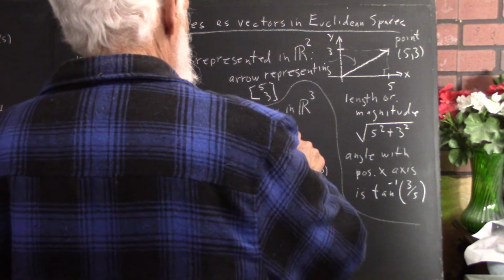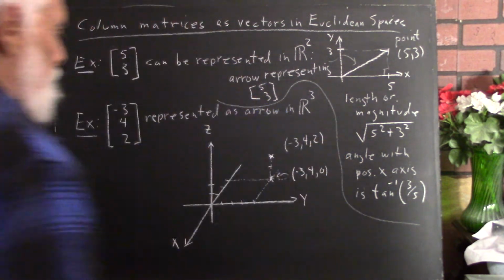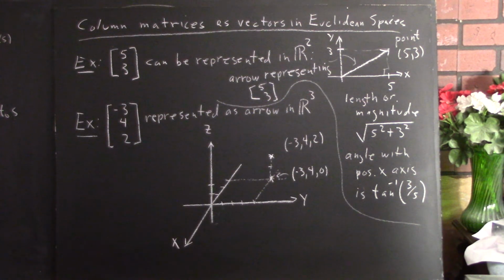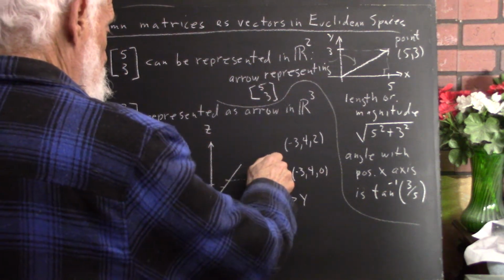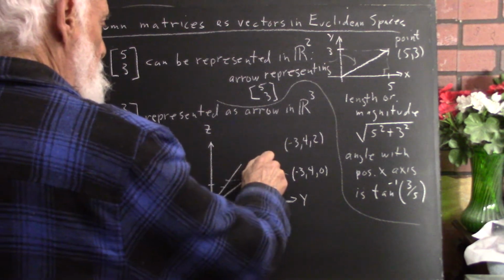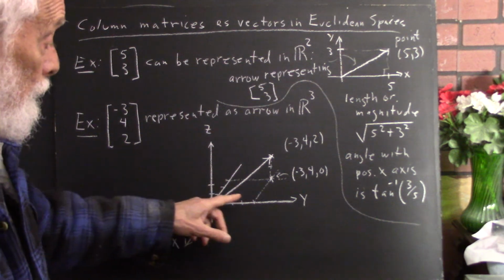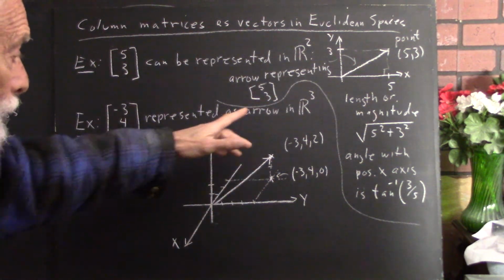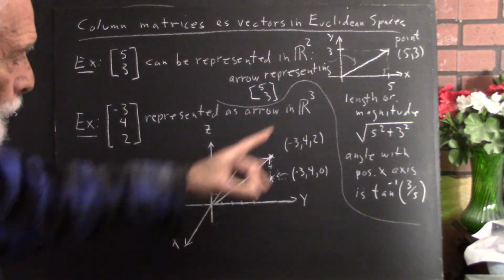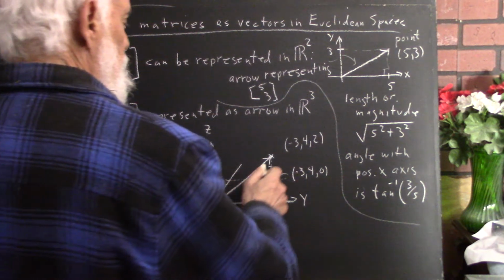And here's our point. This point will be negative 3, 4, 2. And then our vector is going to be rooted at the origin, and it's going to come out to this point. Now that might be clear enough. This might show you clearly enough where this vector is. It goes back from the y-axis and up, so it's kind of in this direction.